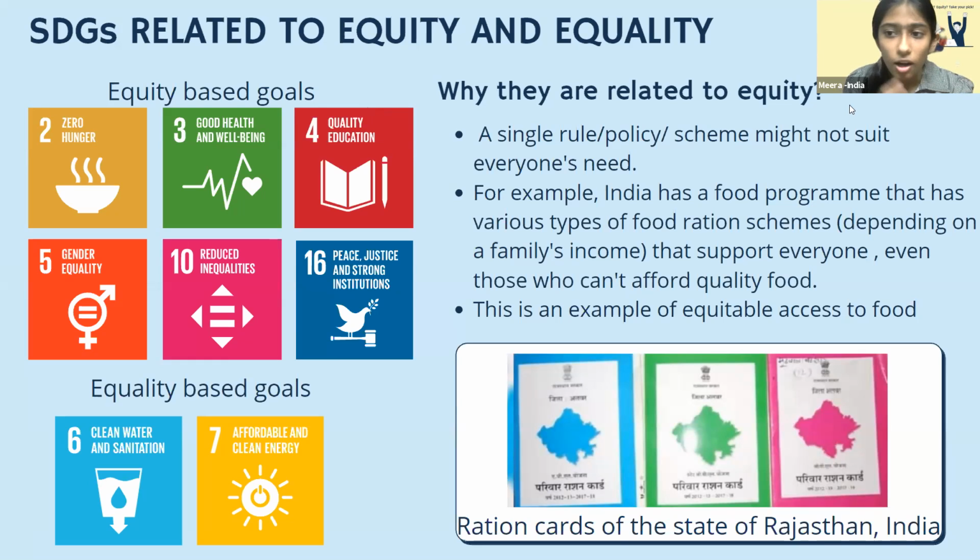Let's consider all other SDGs are equality-based goals. For example, SDG 6, which is clean water, and SDG 7, affordable and clean energy. These are resources that every human being needs, irrespective of any distinguishing factor. They need to be equal for everybody, and there is really no need for an equitable policy here. So these are the SDGs.